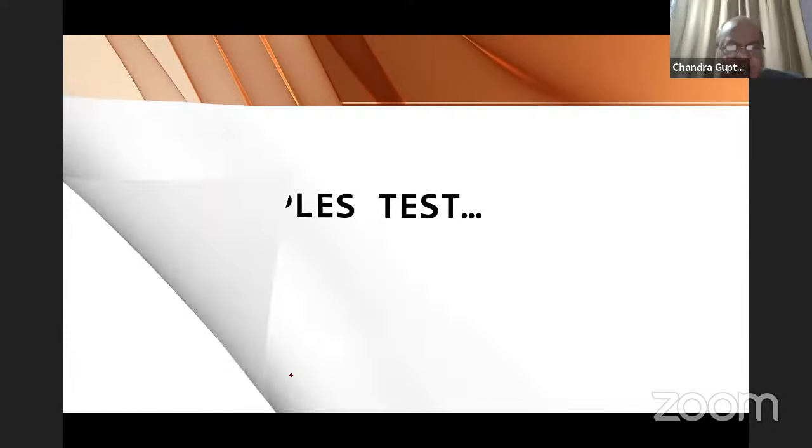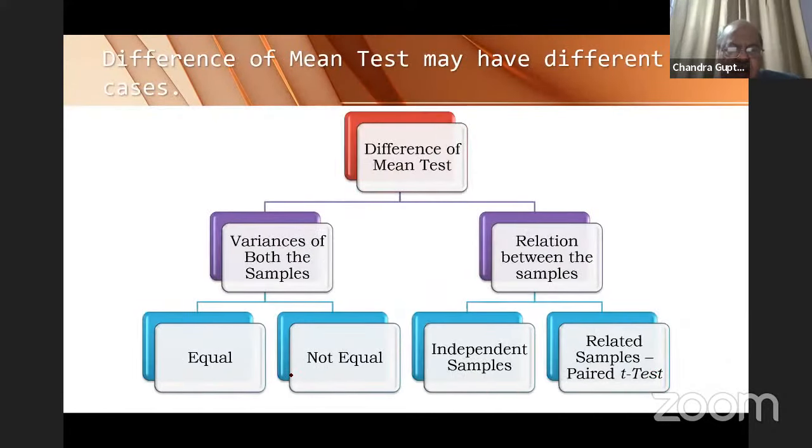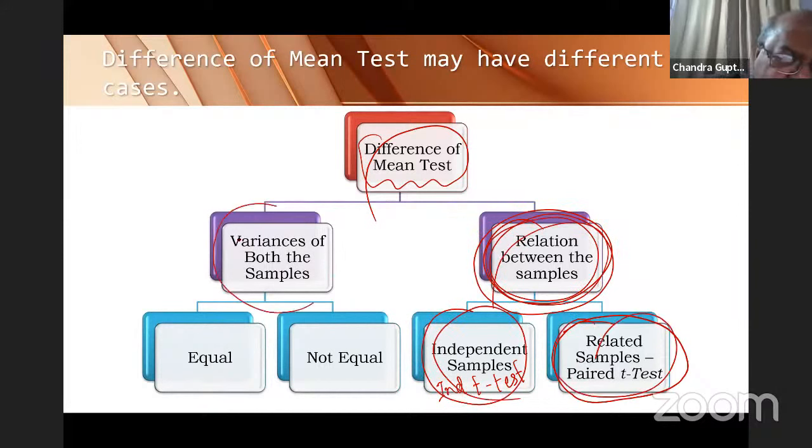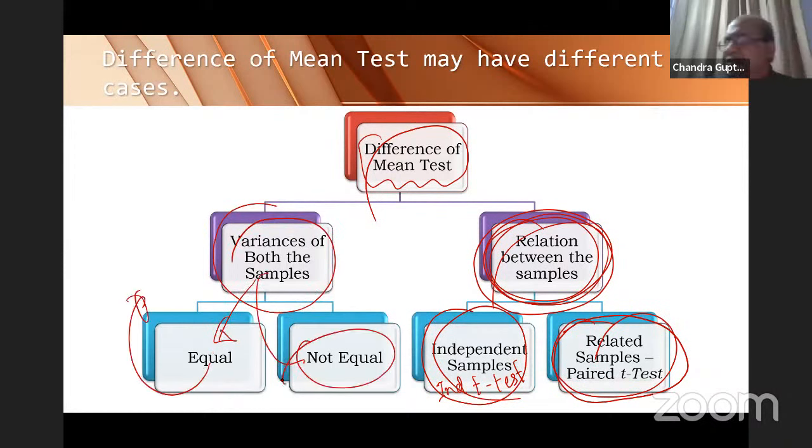If you're having two samples and they are related samples, then you can make use of paired t-test. And if they are independent samples, then you can make use of independent t-test. And if we are testing difference of the mean and relation between the samples, related or independent, and if variances are equal, then you will have a different test. If they are not equal, you will have different tests.